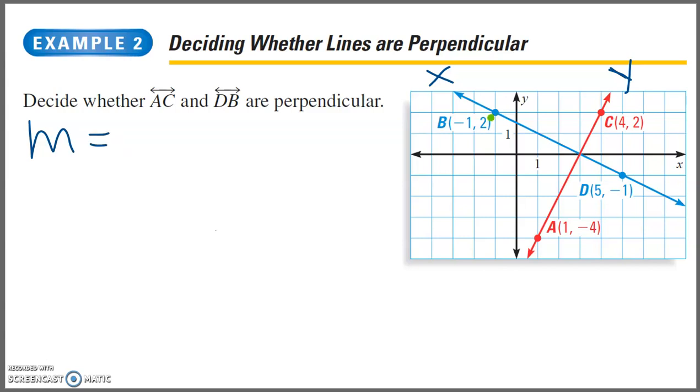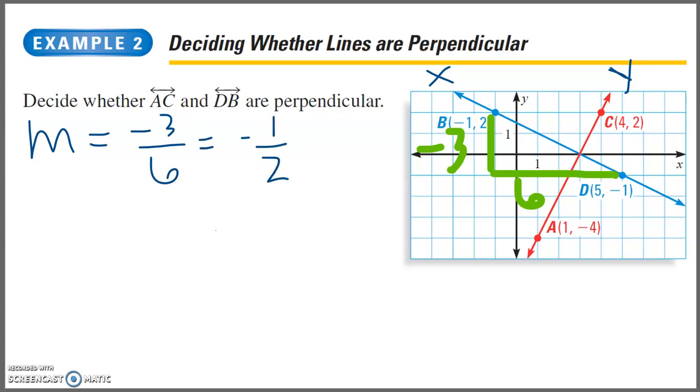So we're going to go down 1, 2, 3. So down 3 over 1, 2, 3, 4, 5, 6. Okay, so it looks like down 3 over 6, which would simplify to negative 1/2. Okay, let's clear the screen. Let's take a look at another one.